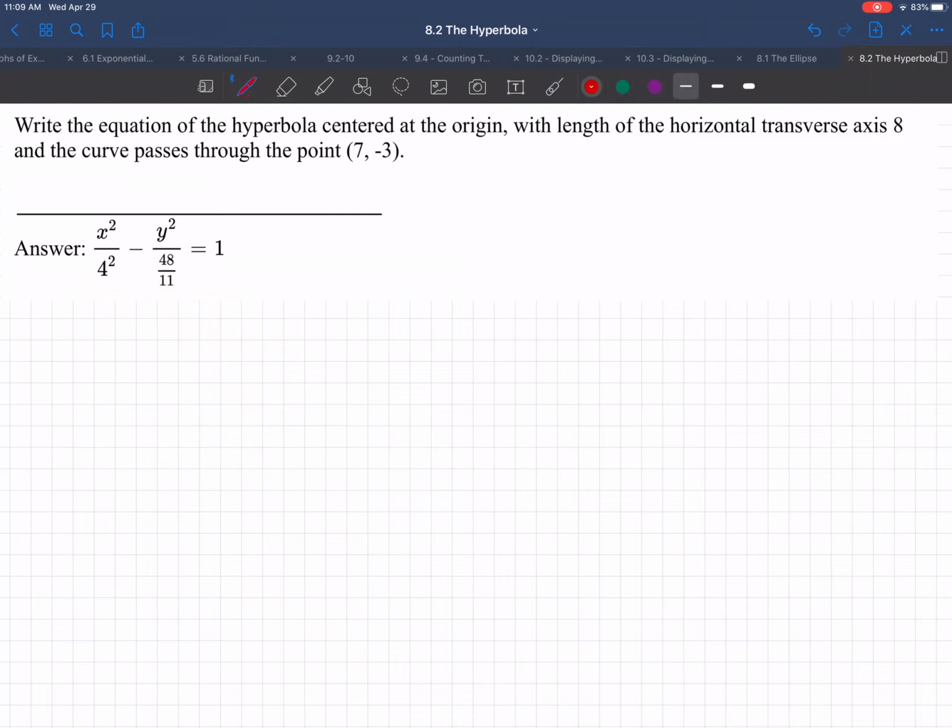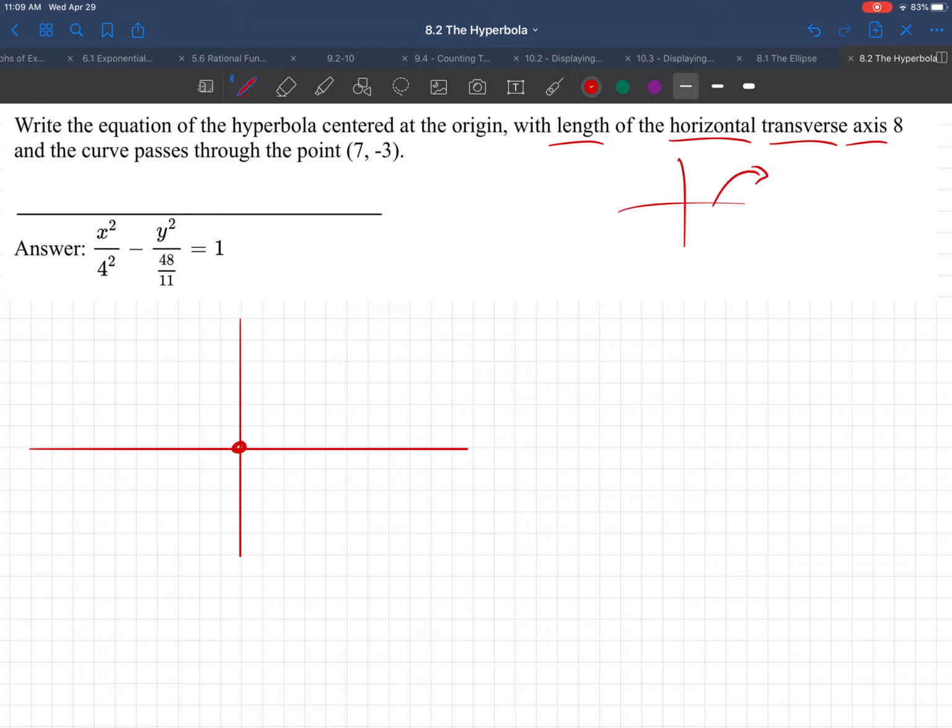Well, what are they talking about? Let's try to draw what it is they're talking about. Let me start with an axis system down here. A picture is always helpful just to get a feel for what they're even talking about. They're saying centered at the origin, so the middle is the origin right there, and length of horizontal transverse axis. So what that means is that the branches go right and left.